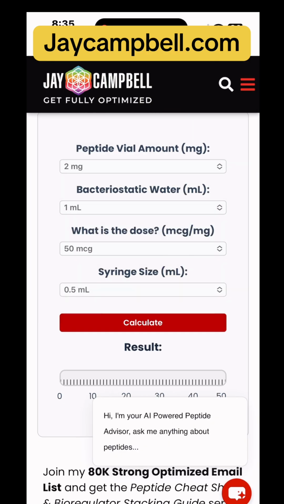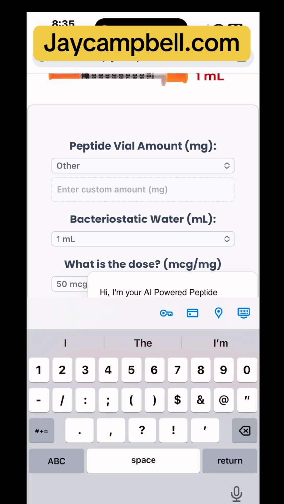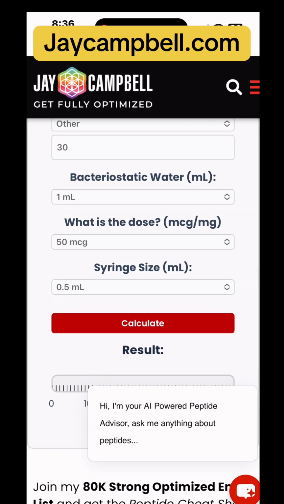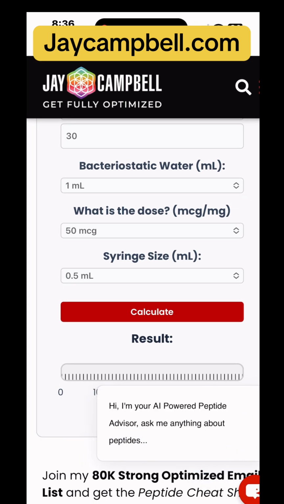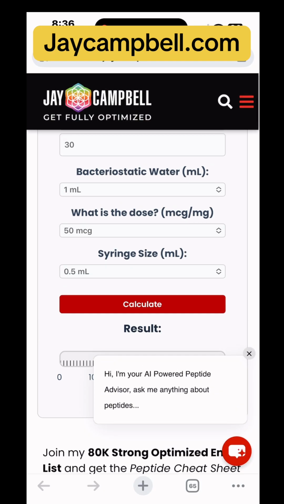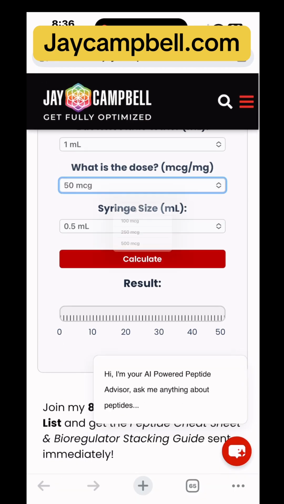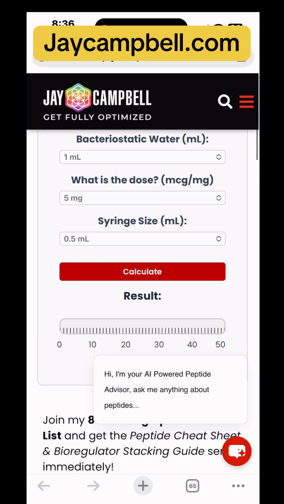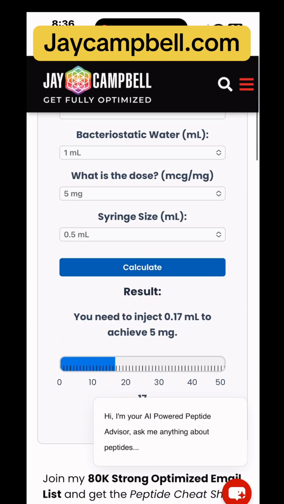Look for the peptide calculator. The one thing nice about this, I think especially for newbies, is that it actually has lots of pictures, and it shows you pictures of all of the different, what the syringes look like. I think it kind of walks you through the steps, maybe makes it a little easier.